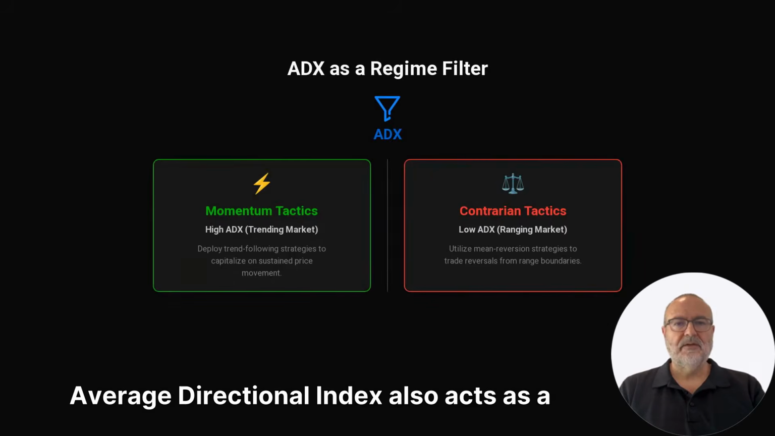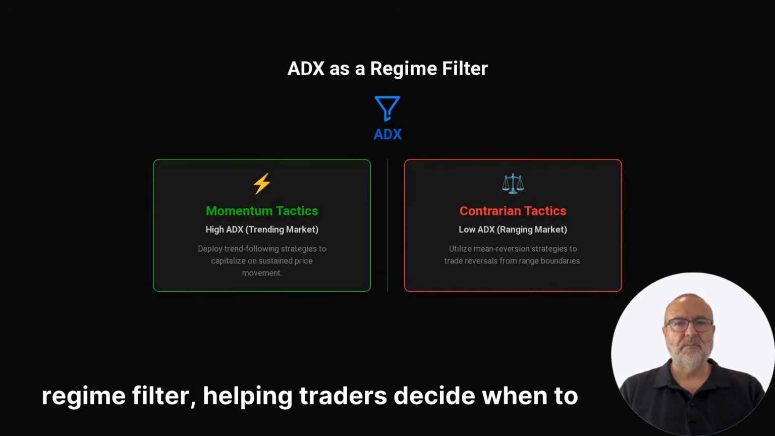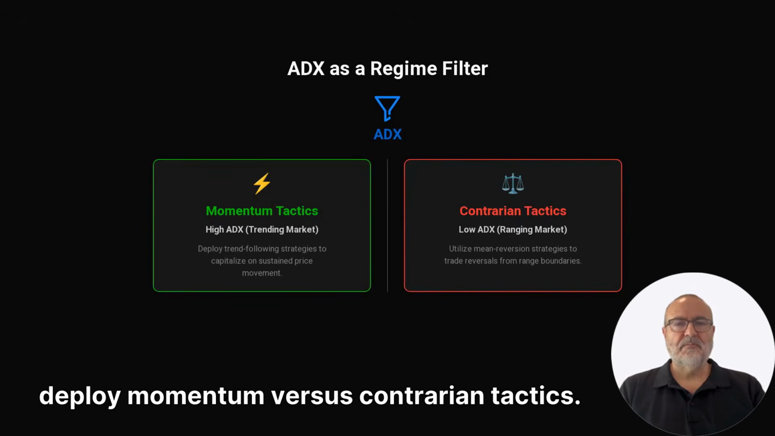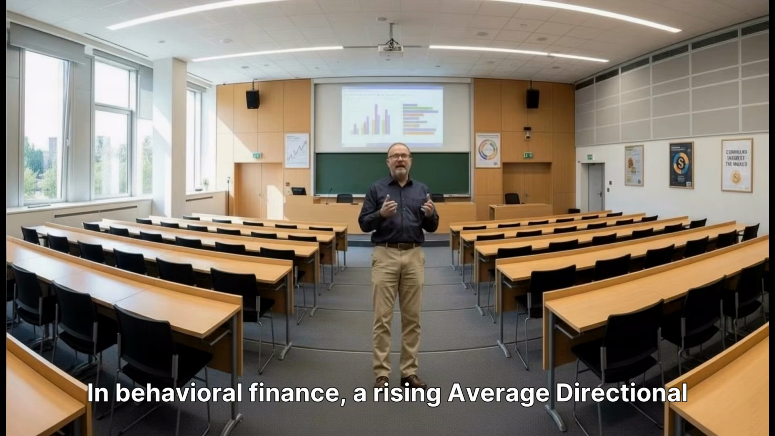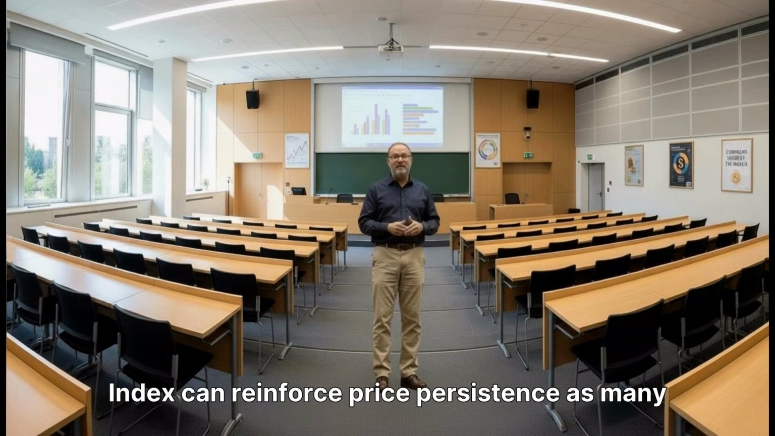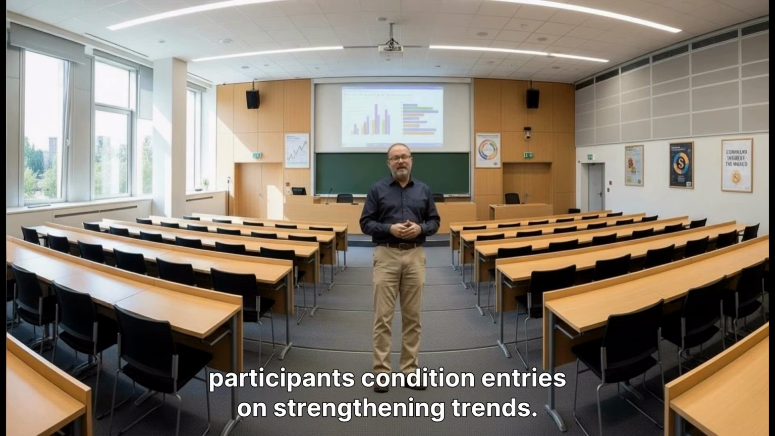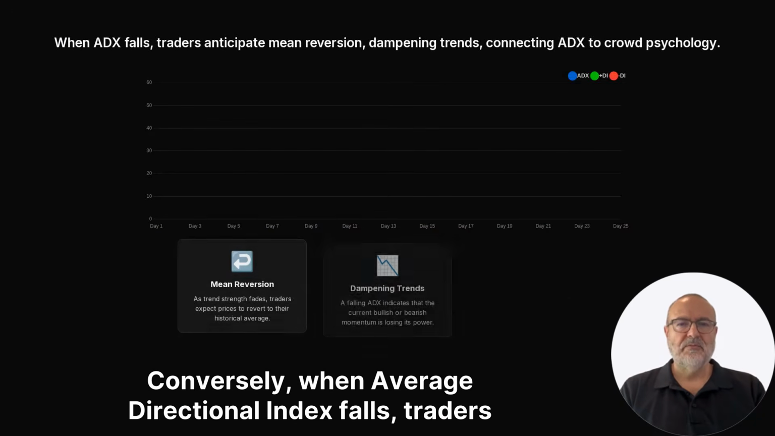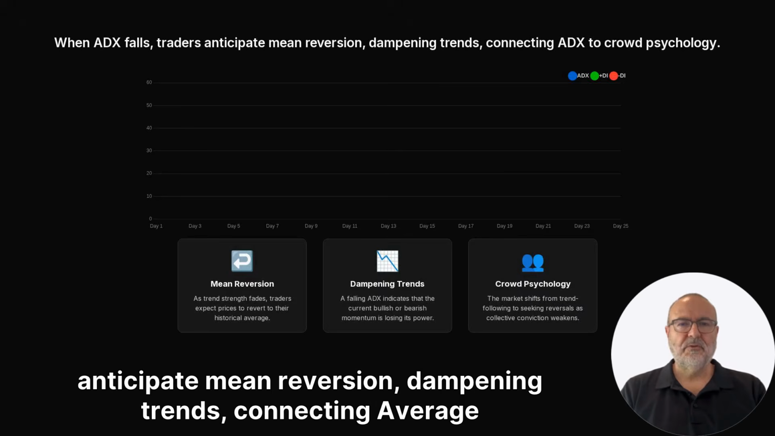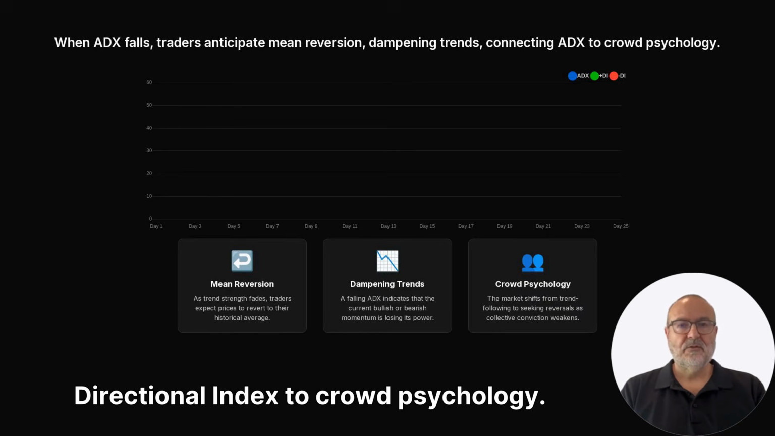If positive DI is above negative DI, it suggests bullish pressure, while negative DI above positive DI indicates bearish pressure. Average directional index also acts as a regime filter, helping traders decide when to deploy momentum versus contrarian tactics. In behavioral finance, a rising average directional index can reinforce price persistence as many participants condition entries on strengthening trends. Conversely, when average directional index falls, traders anticipate mean reversion, dampening trends, connecting average directional index to crowd psychology.